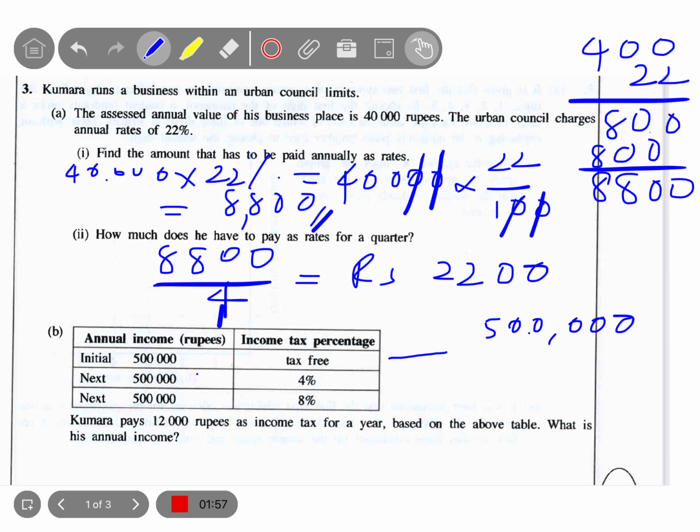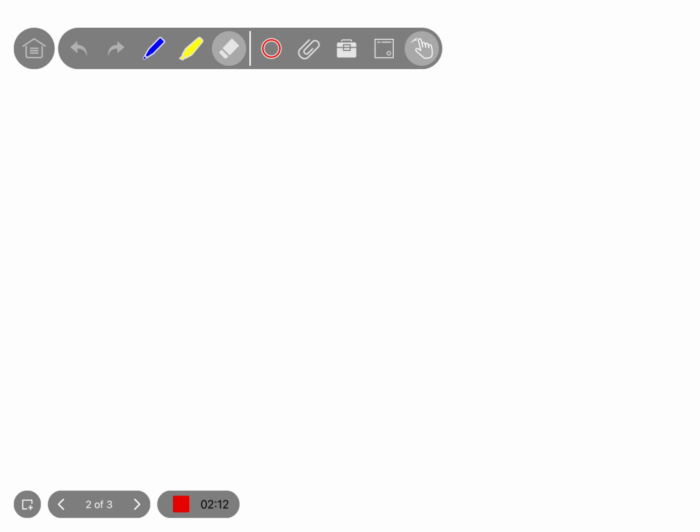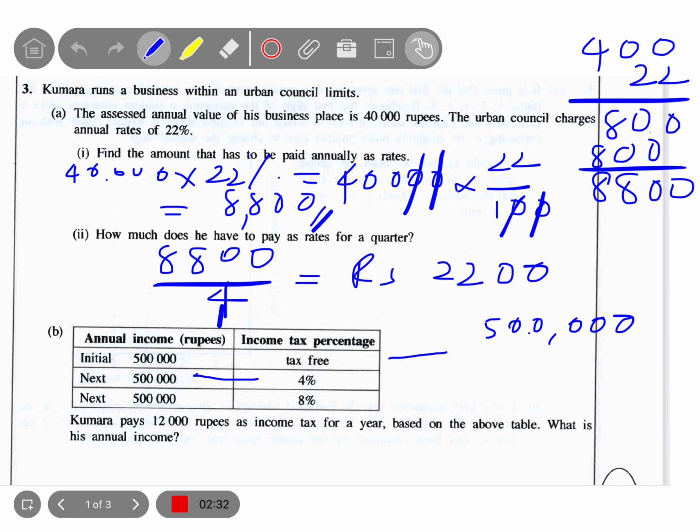So what is the tax he would pay if he is actually earning 1 million? That means for the second 500,000 he has to pay 4%. So what is that value? Yeah, 4% of 500,000, right? 5,000 times 4 is 20,000. So the tax for the second 500,000 is 20,000. But he's paying actually less than that. So that means he is not earning the full second 500,000, right?